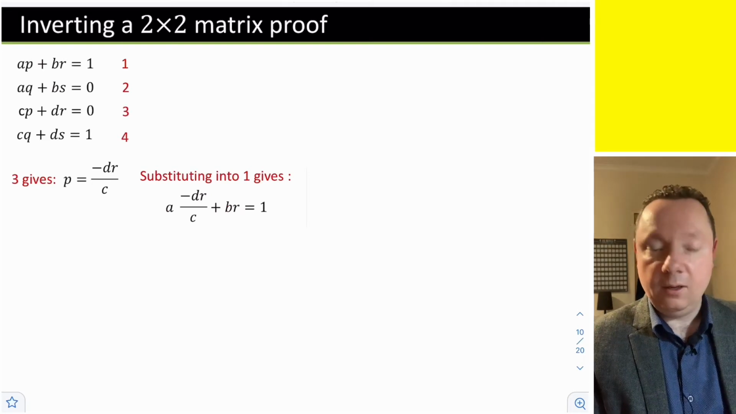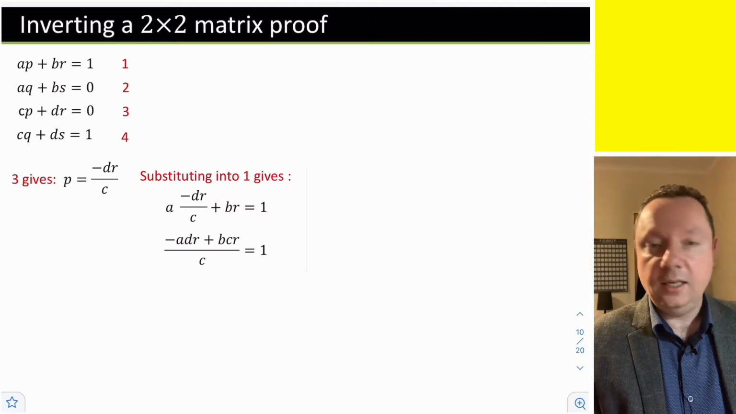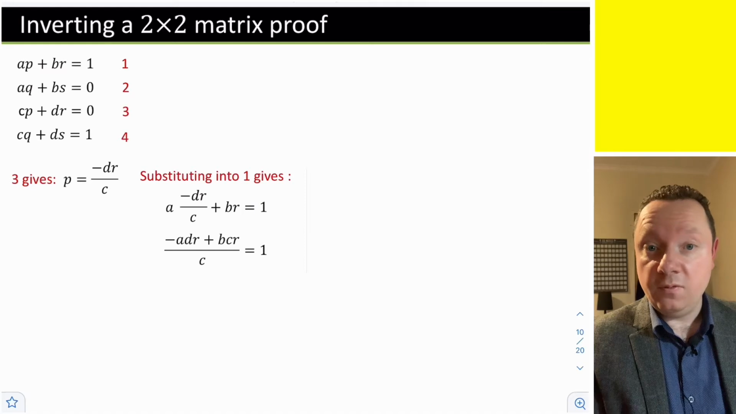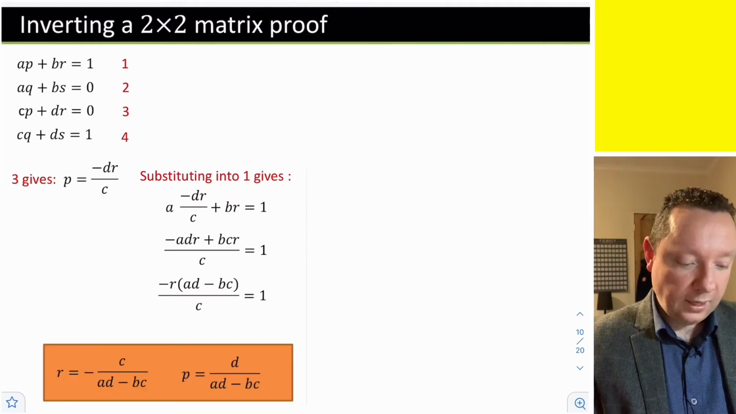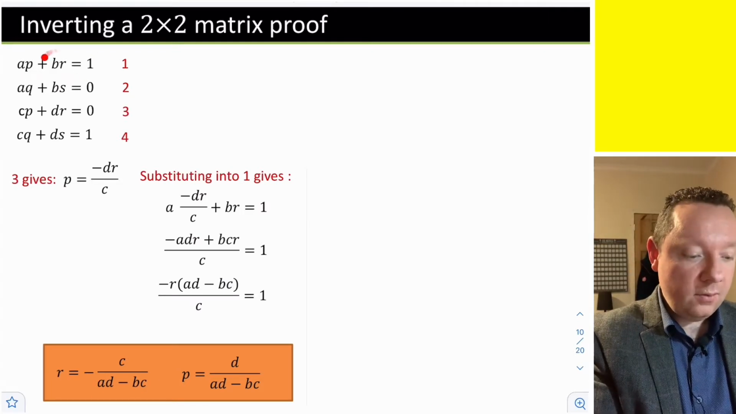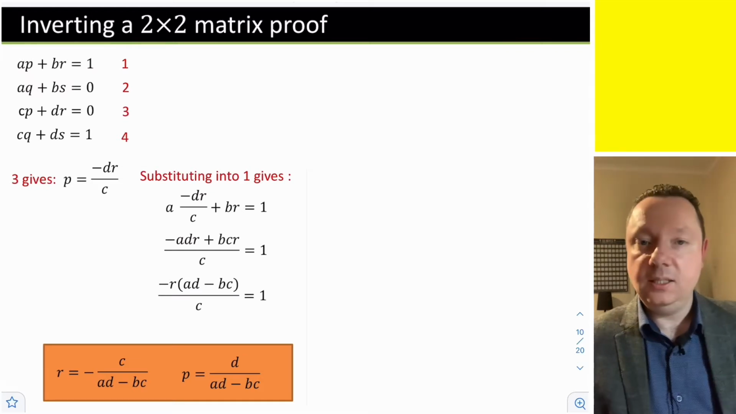Making a common denominator of c, we get minus adr plus bcr over c equals 1. And therefore, we can take r out as a common factor on the numerator. So we get minus r times (ad minus bc), the determinant, over c equals 1. R equals minus c over ad minus bc. And we can substitute that into equation 1 again to find out what p is. P is going to be d over ad minus bc.